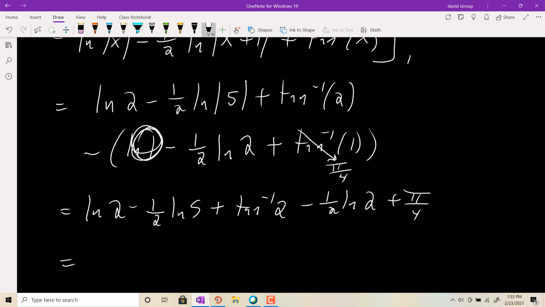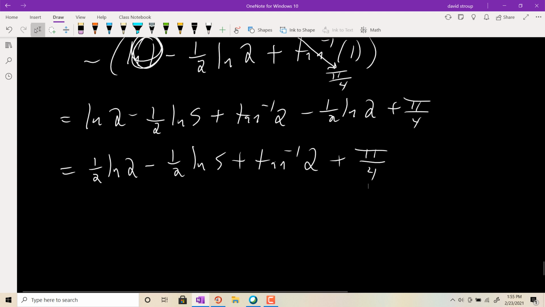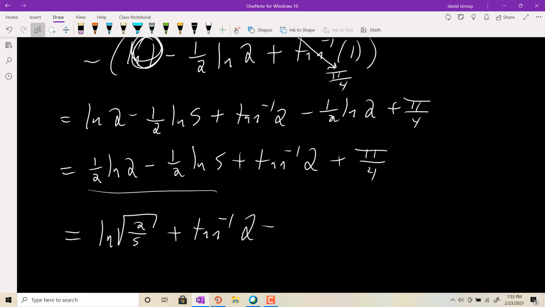Then you have 1 ln 2 minus 1/2 ln 2, which is 1/2 ln 2, minus 1/2 ln 5, plus tan inverse 2 plus pi over 4. And that's a pretty solid answer right there. You can combine these two using rules of logs. It'll end up being ln of the square root of 2 over 5, and then plus tan inverse of 2 plus pi over 4. Right?